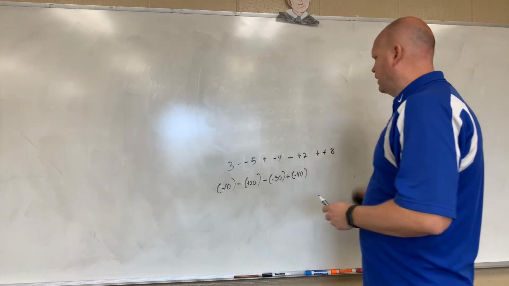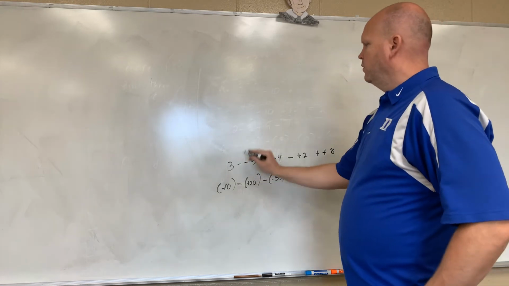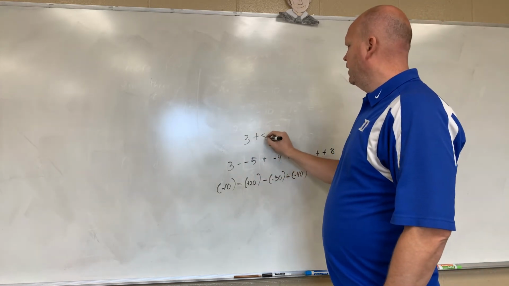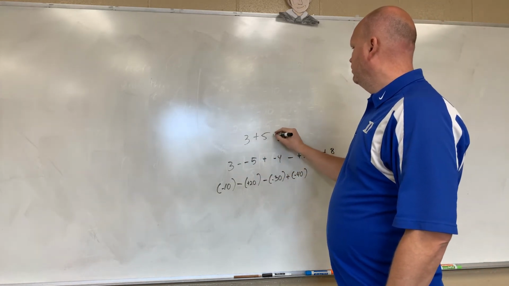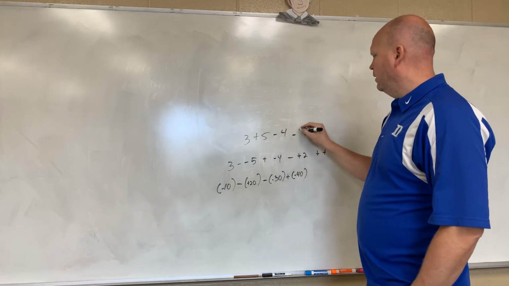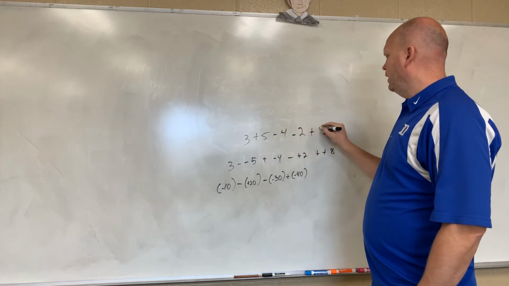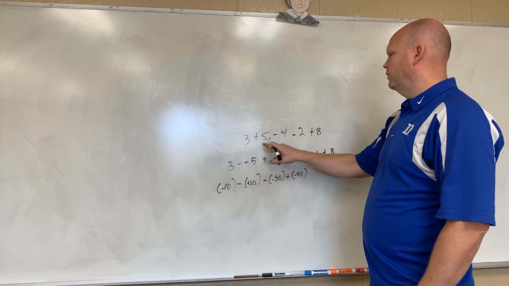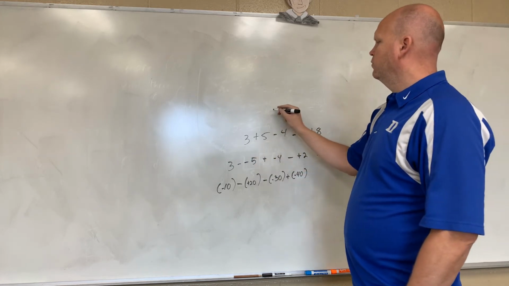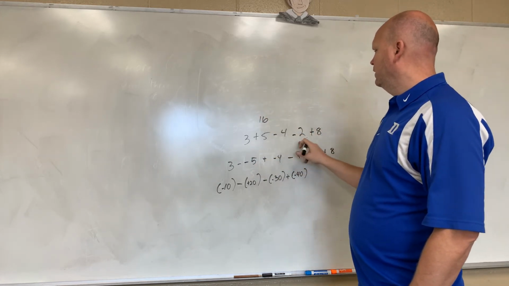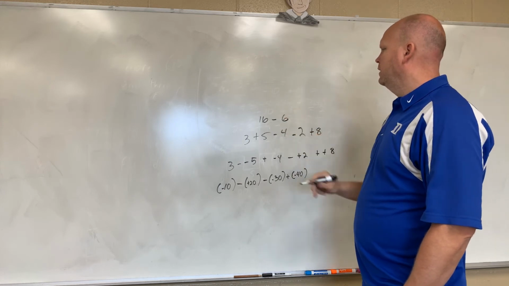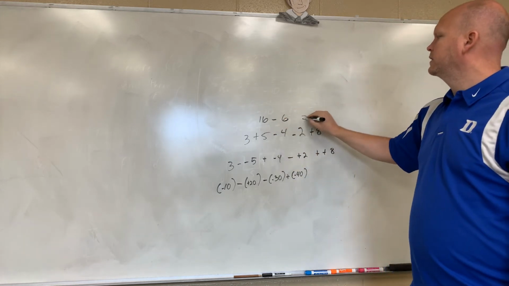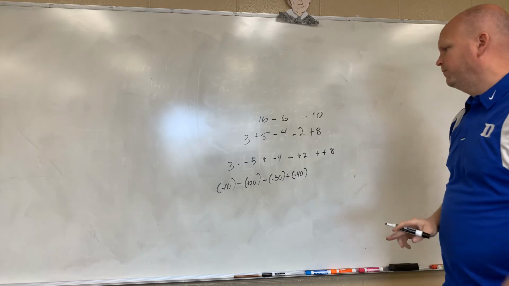We rewrite this next one. 3 plus 5, -4, -2, plus 8. So this time we'll do the positives first. 3, 5, and 8, which would be 16. The negatives, which would be -6. 16 minus 6 is 10.